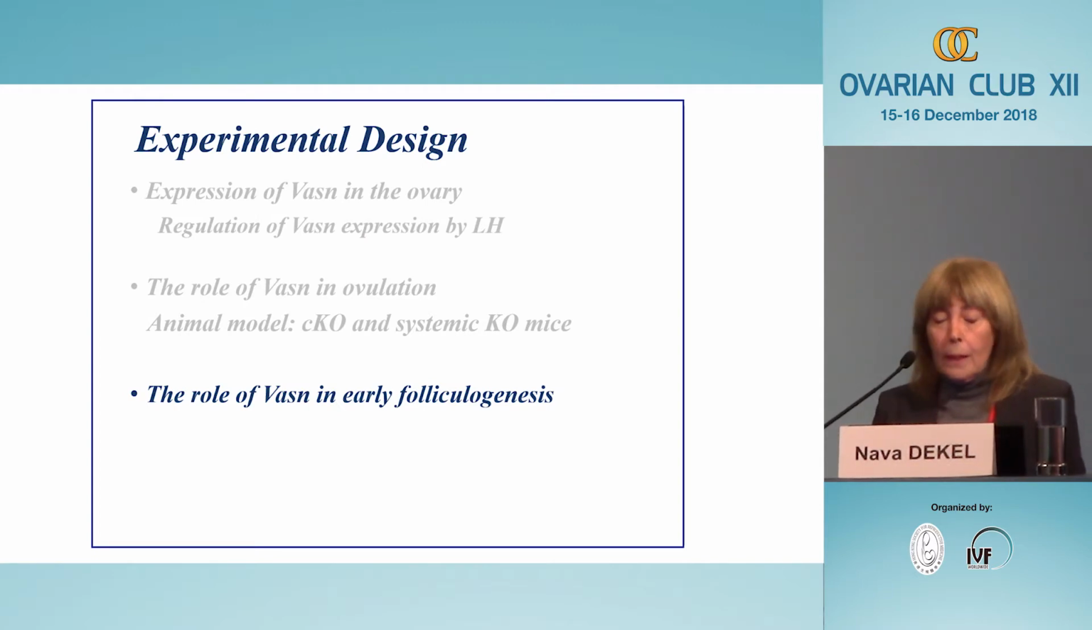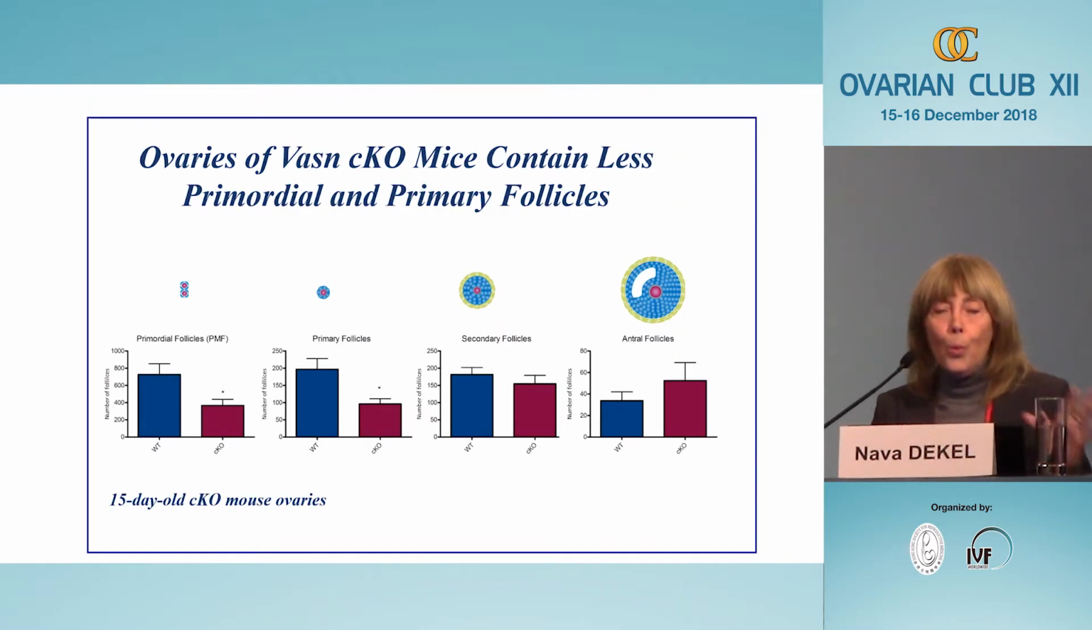The following experiment that was conducted was the analysis of the role of Vasorin in early folliculogenesis. And for this purpose, we counted the number of follicles in sections of ovaries recovered from either conditional or wild-type animals. And as I already mentioned, there is a higher number of antral and secondary antral follicles in the Vasorin knockout mice.